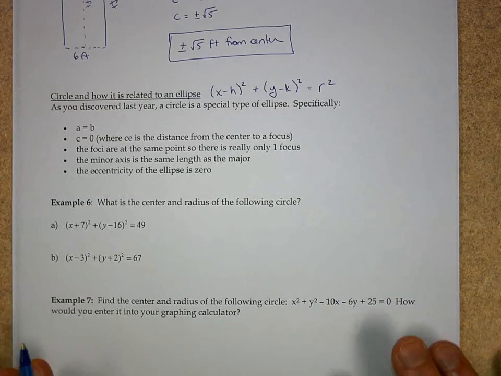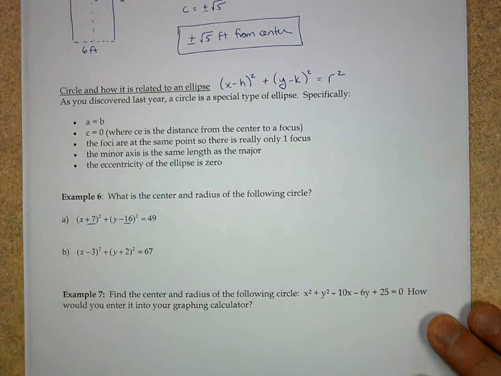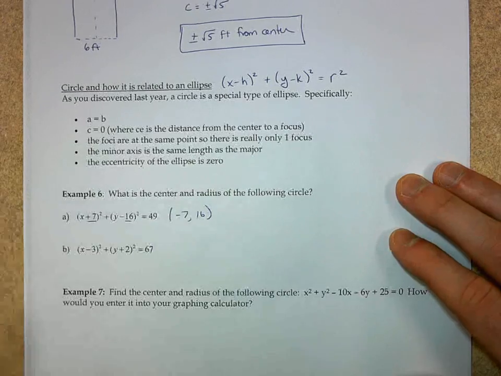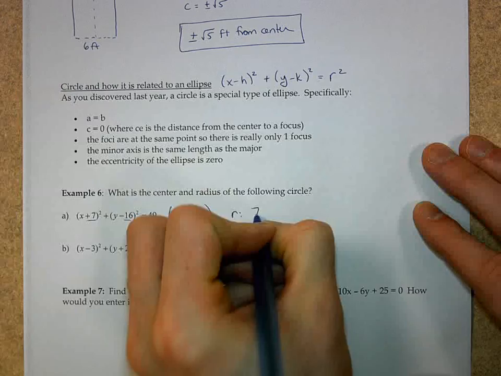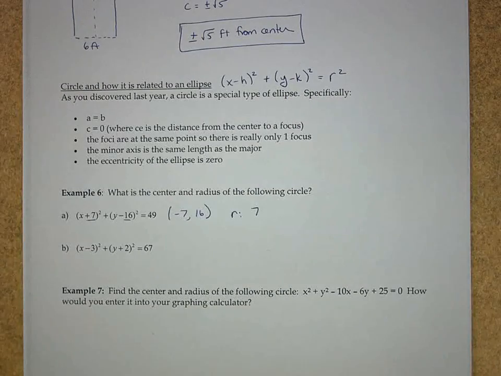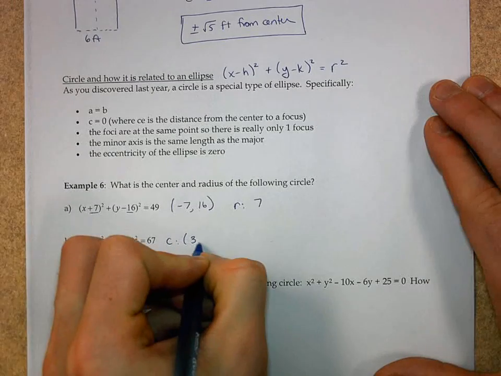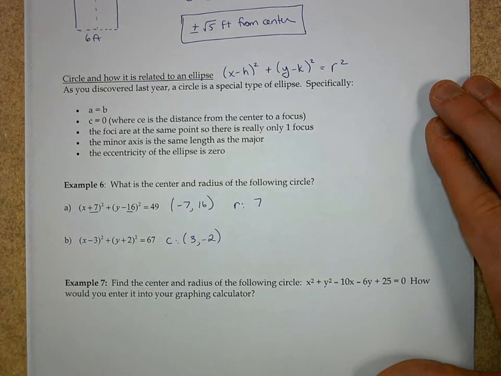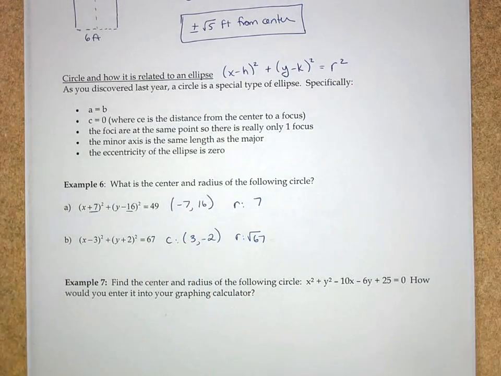Well, we've got our formula here for our standard form of a circle. Our coordinates for the center come from the pieces that are inside the quantities. So there I'm going to have -7 and +16 as my center. My radius is the square root of the number on the outside, which is going to be 7 in this case. In my second example, the center is 3, -2, the opposite of those two numbers that are inside the quantity squareds, and the radius is the square root of 67.